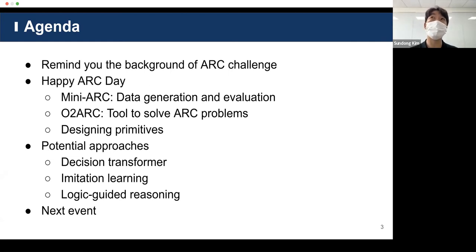And then we'll briefly explain what kinds of principles we need to have by designing solutions of this problem. And primitives here is the word which says the basic operators of solving this kind of problems. And we'll next present 3 potential approaches. The first one is to apply a transformer to the problem that we are solving for. The second one is inverse reinforcement learning. And the third one is the recent work done by KAIST, and they use logic-guided reasoning for solving a similar problem called Raven's progressive matrices.